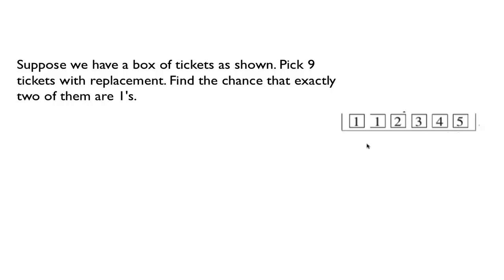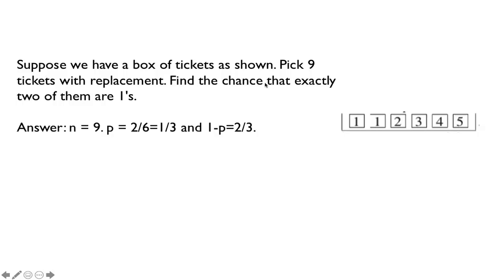Let's do some more examples. Suppose we have a box of tickets as shown on the right. We pick 9 tickets with replacement. Again, we pick 9, and each time we replace the ticket. That's why we're allowed to pick 9, because we always replace the ticket. Find the chance of getting exactly 2 of them as ones. So again, we just have to find out one thing at a time.